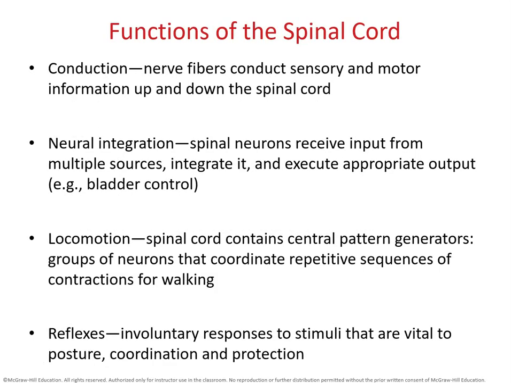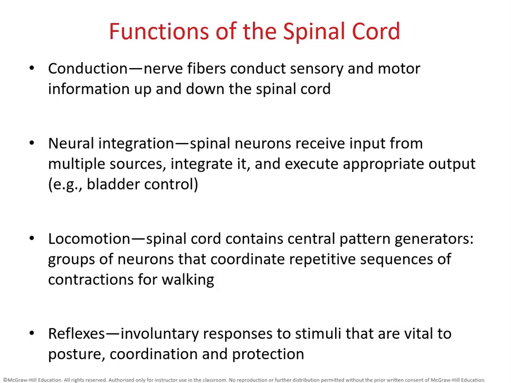We've talked before that conduction is one of the properties of neurons. Conduction happens when the nerve fibers send both sensory and motor information up and down the spinal cord. When we talk about neural integration, what we mean is the ability of the spinal neurons to get input, to get information from multiple sources, to make sense of it through integration, and then carry out the proper functions. One example of this is being able to control our bladders and when we go to the bathroom.